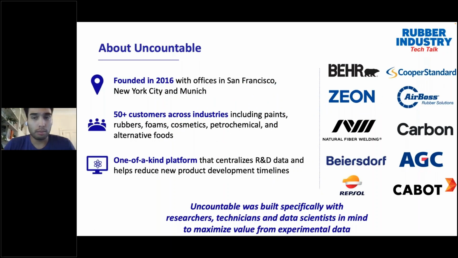So Uncountable's been around for about 6 years now and are spread across a few offices, with myself located in the San Francisco branch. Currently working with over 50, I believe actually over 60 customers today from a lot of different industries, some of which listed on the left, others conveyed by the logos on the right, probably the ones you're most familiar with in the similar industry: Cooper Standard, Airbus, Natural Fiber Welding, but quite clear that some of these industries are quite different from one another.